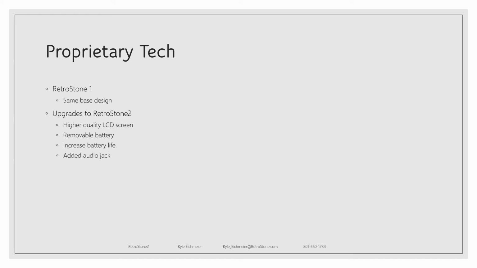Most of the proprietary tech that the RetroStone 2 is working off of comes from the RetroStone 1, as it has the same base design. Upgrades to the RetroStone 2 from the RetroStone 1 include a higher quality LCD screen, a removable battery, increased battery life, and an added audio jack. Some other features that we are looking at adding to the RetroStone 2 include onboard Wi-Fi and Bluetooth capabilities to add to the overall use for the consumer.